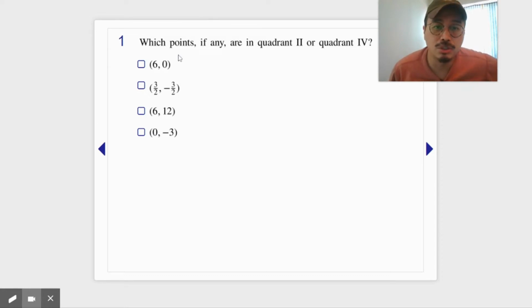So okay, all right. So which points, if any, are in quadrant 2 or 4? Oh, I think you have to click on them and then submit. Is that right? Okay. Let's see. (6, 0). Is that in quadrant 2 or 4? (6, 0). It's neither, right? So look, imagine.